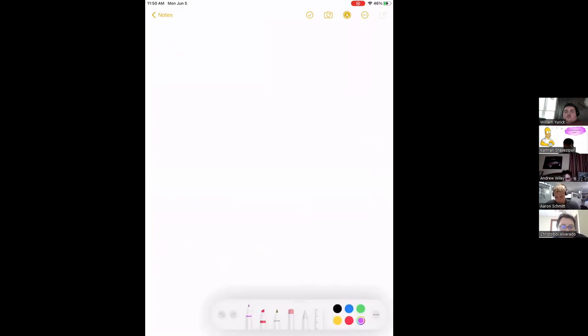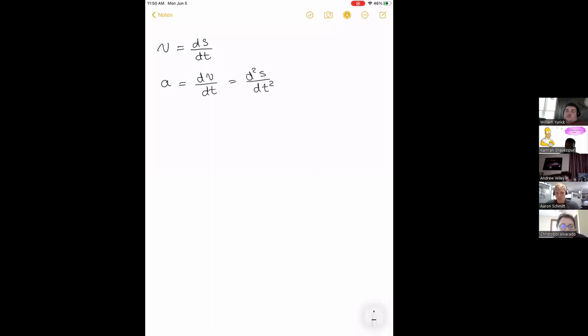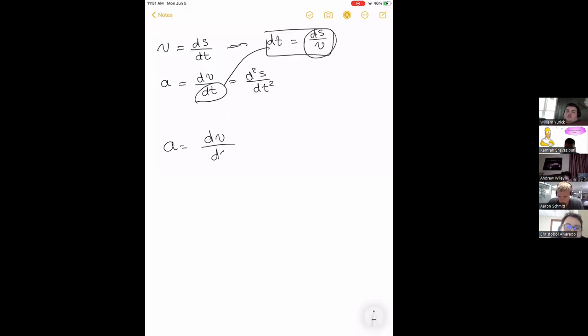So, as I mentioned, we have V as ds/dt, right? And A as dv/dt or d2s/dt2. If I want to eliminate t here, I can get dt is ds over v. Can I do that? Sure. Now, if I replace this here, I'm going to get A is equal to dv divided by ds over v. And if I want to make this look nicer, this is technically dv over one.